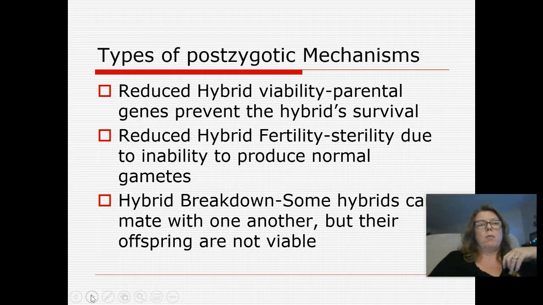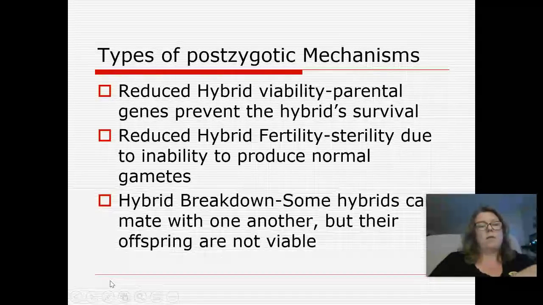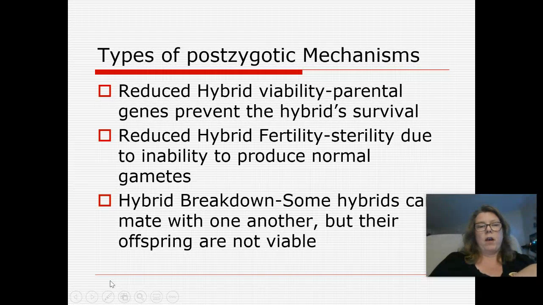So that's a problem. And then you also have hybrid breakdown, and this does occur with mules, where you can actually get the hybrids to mate with one another, but usually their offspring are not viable. They don't survive and or are not able to reproduce themselves. So there are some cases, for example, where they've mated mules with one another and gotten them to reproduce offspring, but their offspring aren't viable.